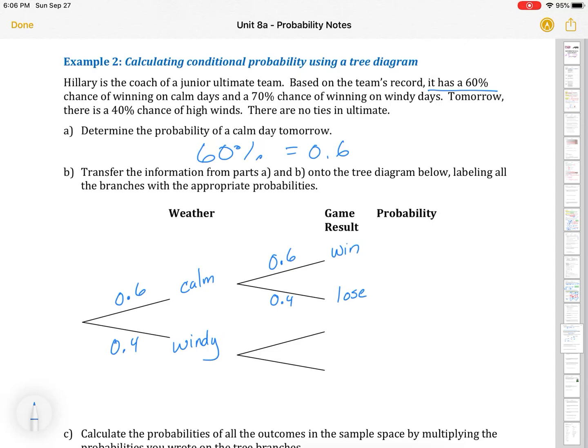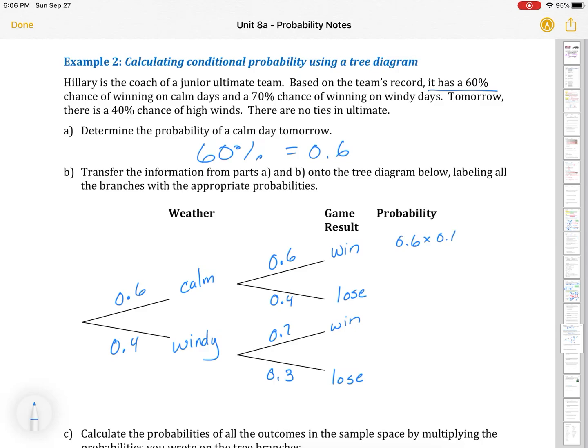If it's windy, there is a 70% chance of winning, so 0.7 to win. And the complement of 0.7 is 0.3. It has to add up to 1. So that's to lose. To figure out the probability, we just multiply.